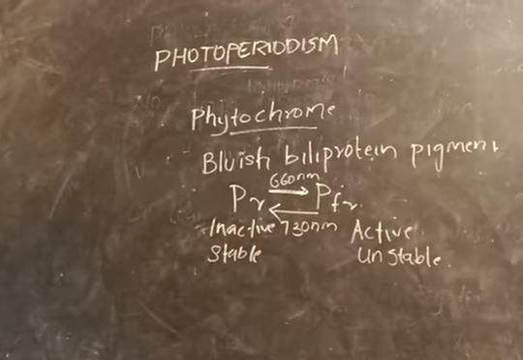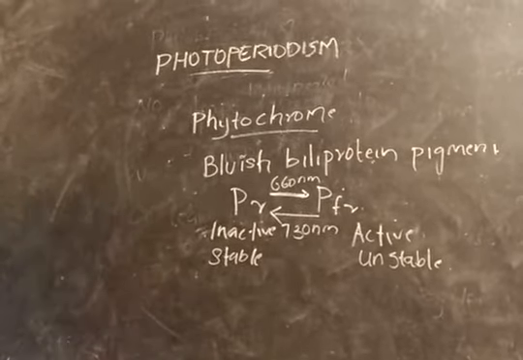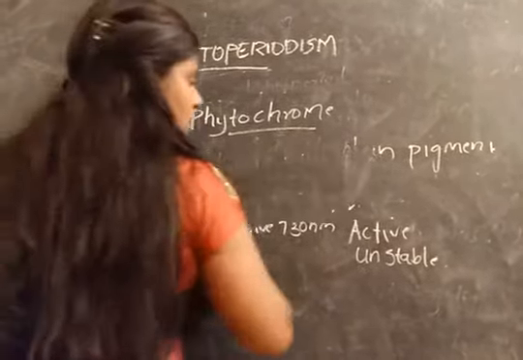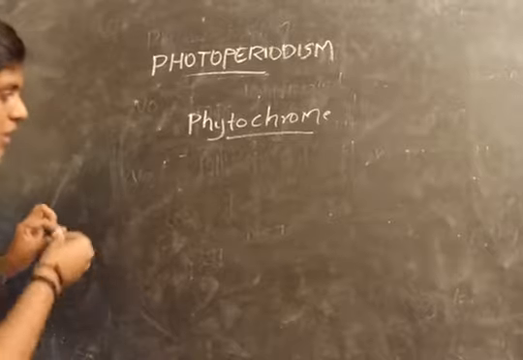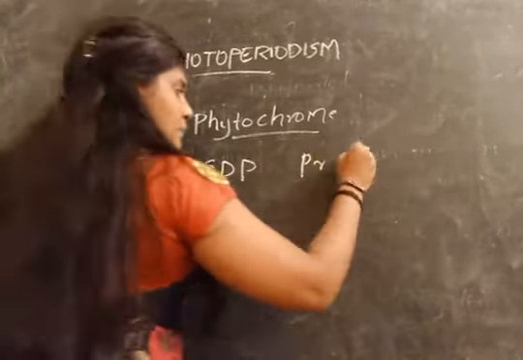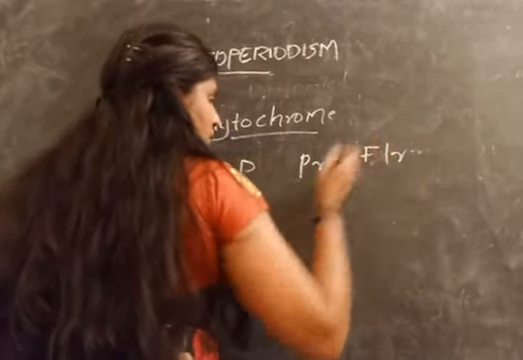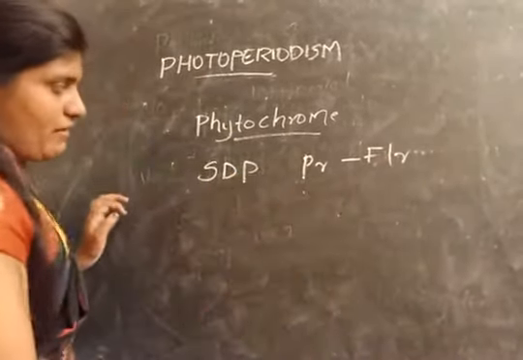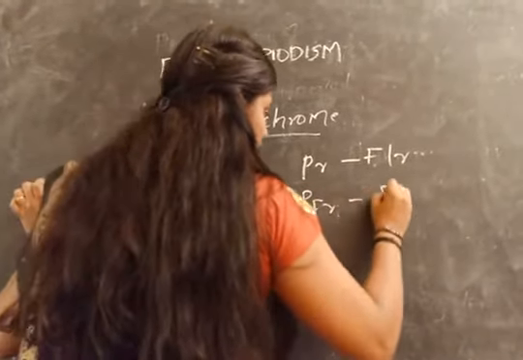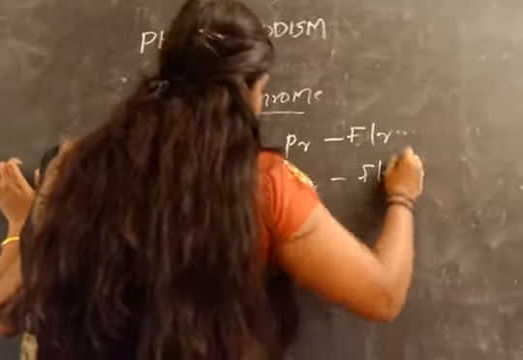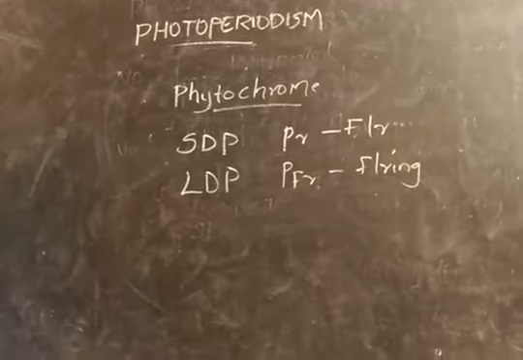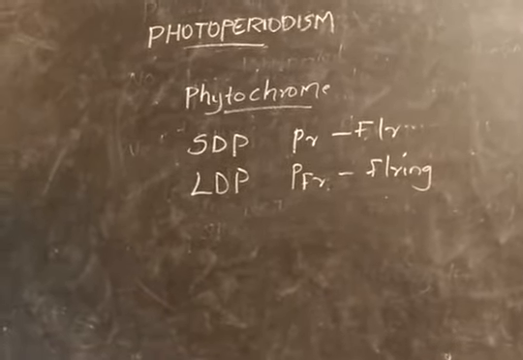The PR helps in short day plants. In short day plants, the PR promotes flowering, whereas PFR inhibits flowering. In long day plants, the PFR promotes flowering, whereas the PR form inhibits flowering. So these are about photoperiodism.